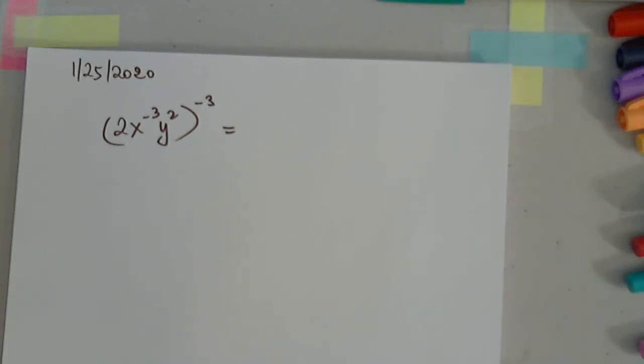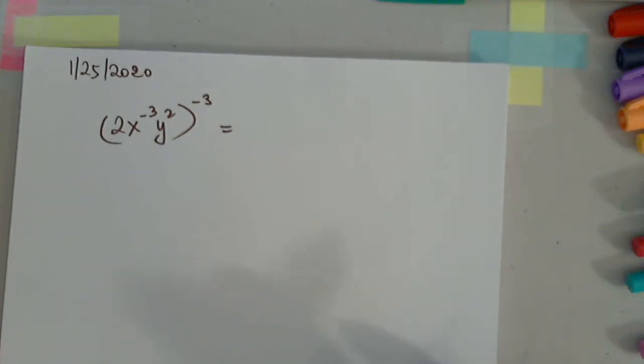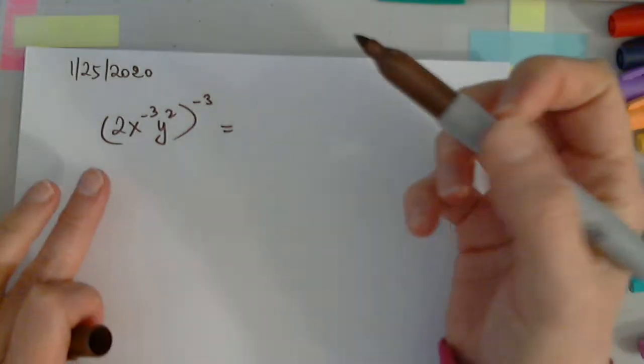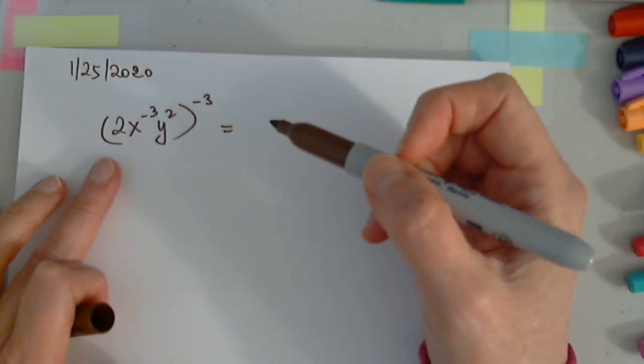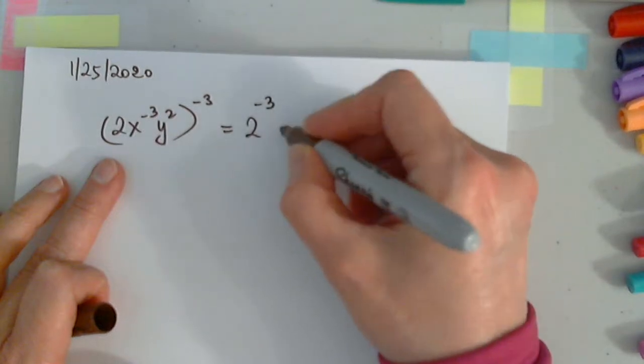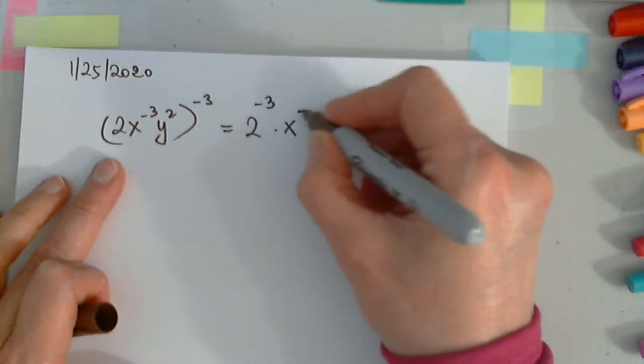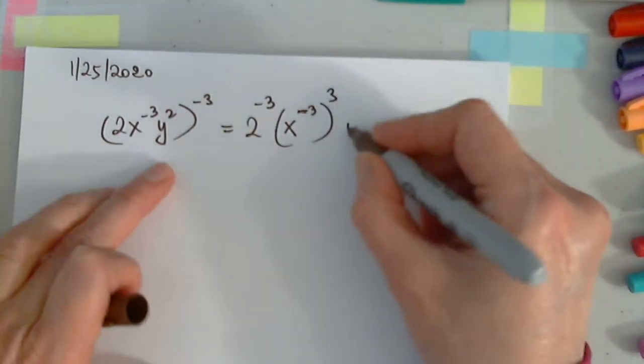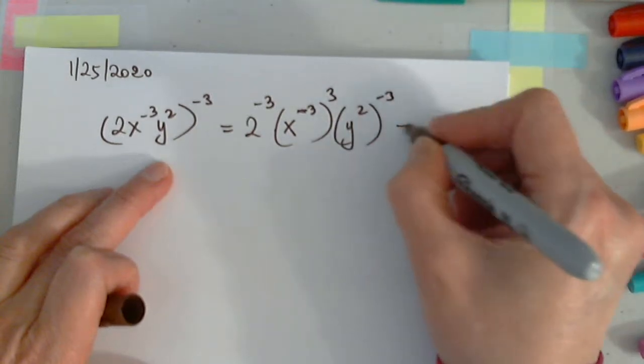Okay, let's start with Alex. Alex, can you give me any idea? Do not feel picked on. Everyone, as I said, will participate and engage. It's all right. So what would you do here? So 2 to negative 3. Excellent. Thank you very much. And then x to negative 3, everything to the third. And then y squared to negative 3.